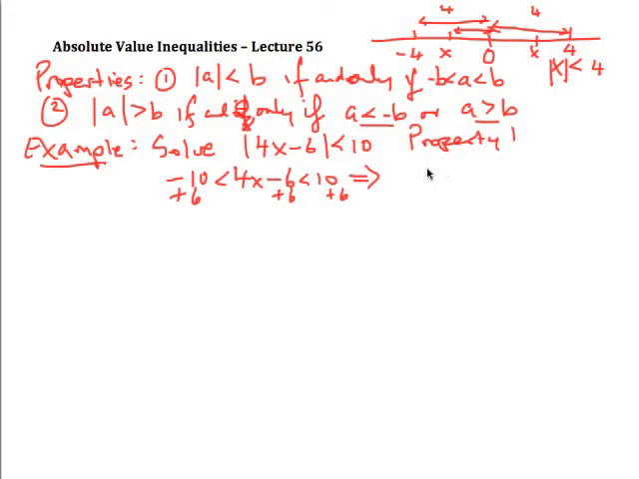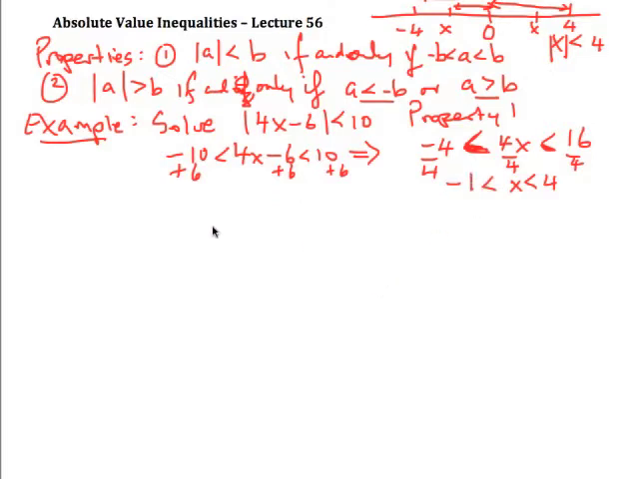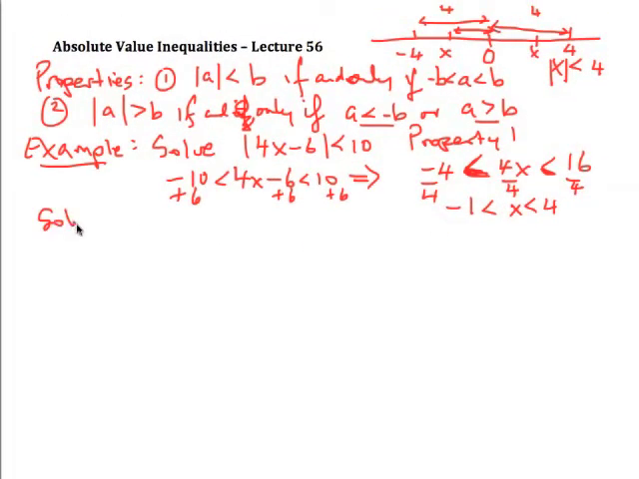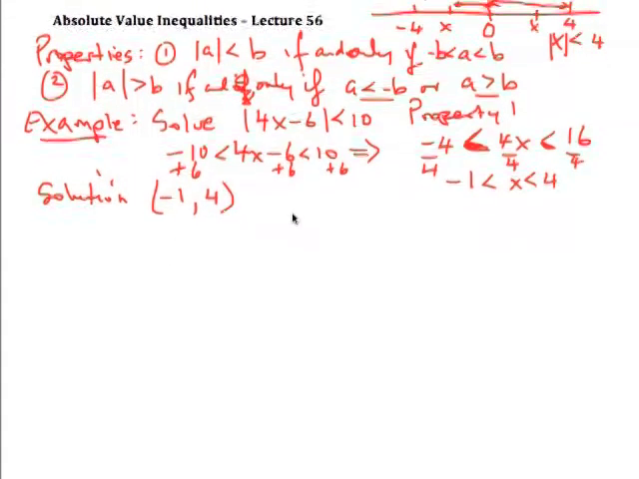So this means that we're going to have negative 4 is less than 4x, which is less than 16. We now divide through by 4. So this is going to tell me that x is less than 4, but greater than negative 1. So my solution is an interval, and it will be from negative 1, not including negative 1, to 4, like so.